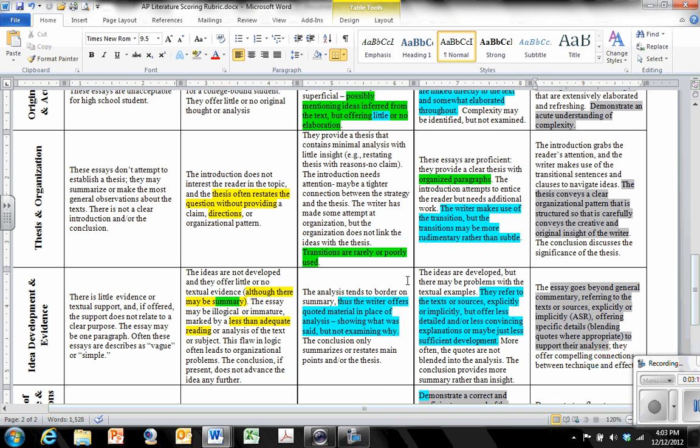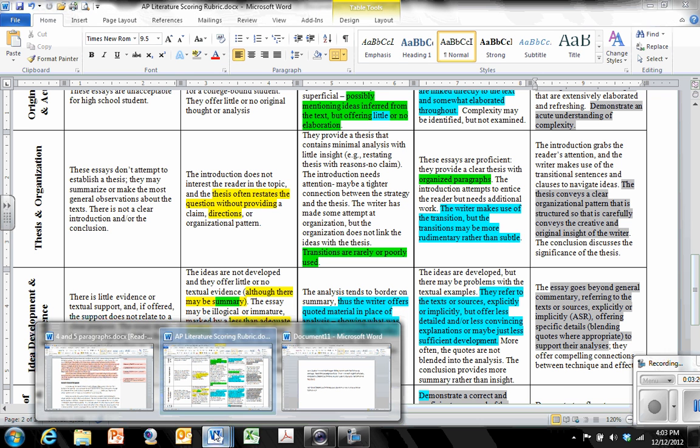I have this color-coded relative to some of the sample essays that we're going to be looking at. So here are some of those sample essays.